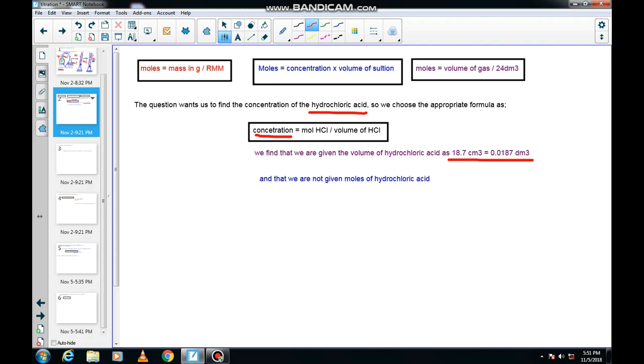Convert the cubic centimeters to decimeter cubed using the conversion: 1 decimeter cubed is equivalent to 1,000 cubic centimeters. See if you will arrive at the same value that I have got. It's very important for your practice. But we also note that we are not given the number of moles. So we will not directly substitute into this equation and get the concentration. Our task is to find the number of moles of hydrochloric acid.